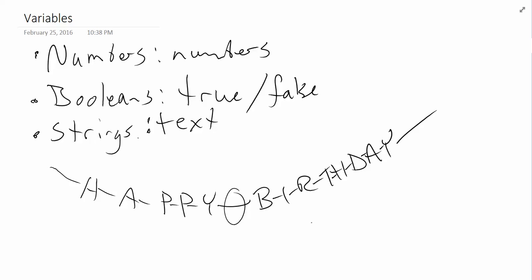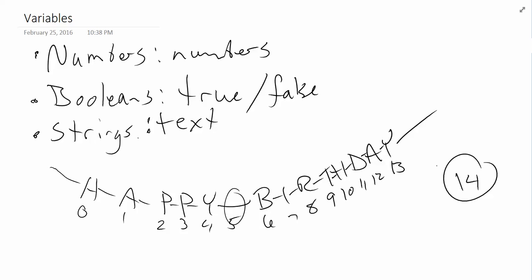Another piece of information that's important about strings is that each letter actually has an address. Starting at 0, starting at the left, each letter is given a specific address. 3, 4, even the space. So looking at this, we can see that each address is numbered from 0 to 13, which means it has a total of 14 characters, or 14 elements.